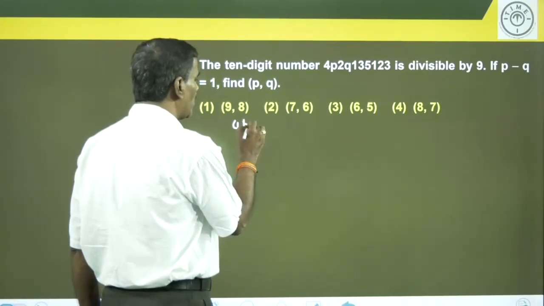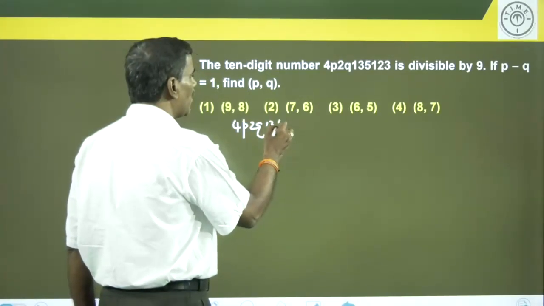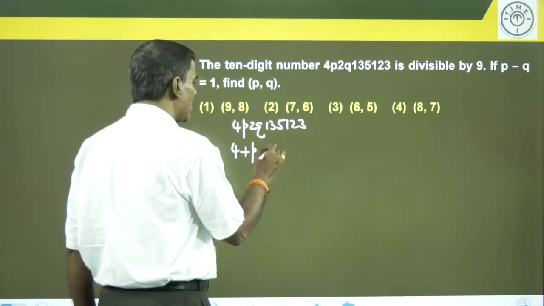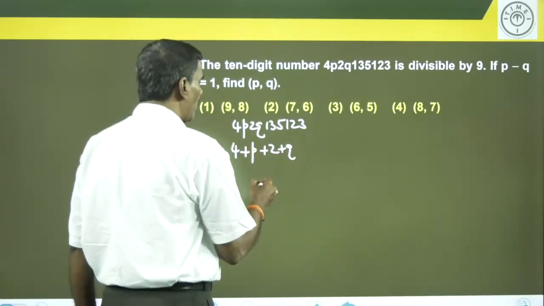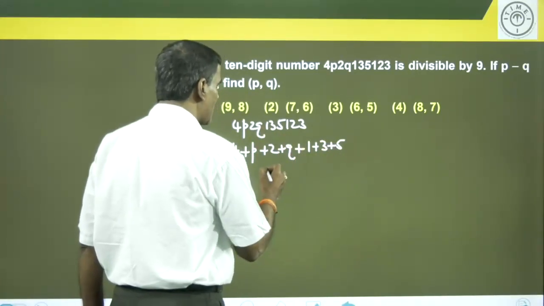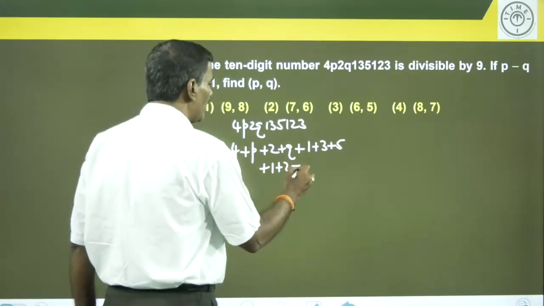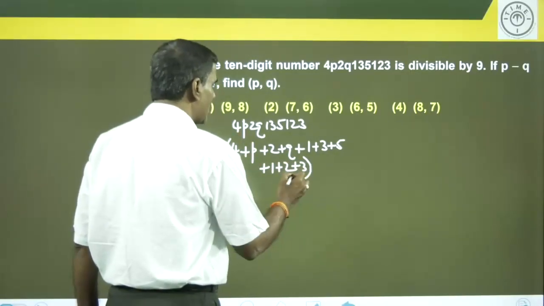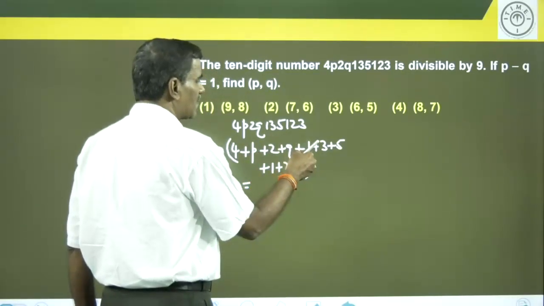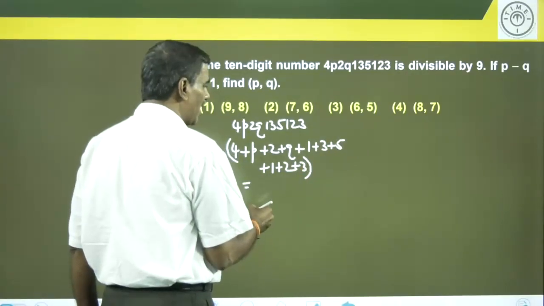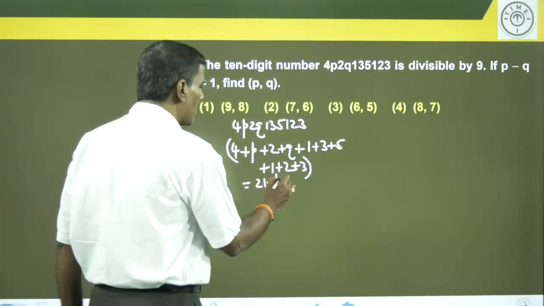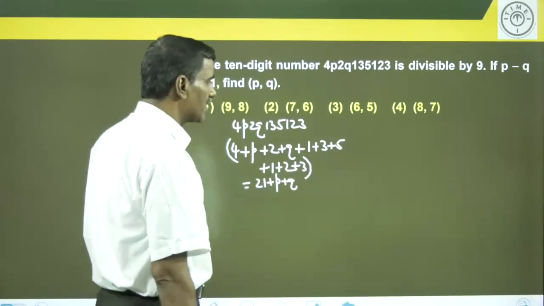4P2Q135123. If we add the sum of the digits, it should become divisible by 9. So 4 plus p plus 2 plus q plus 1 plus 3 plus 5 plus 1 plus 2 plus 3 should become a multiple of 9. So how much is the sum of these numbers? 4 plus 2, 6, 6 plus 4, 10, plus 5, 15, 15 plus 6, so we can say 21. So 21 plus p plus q will be the sum of the digits.